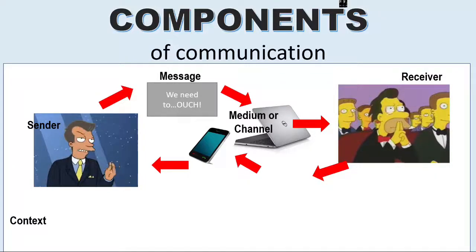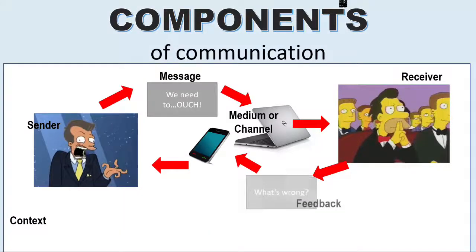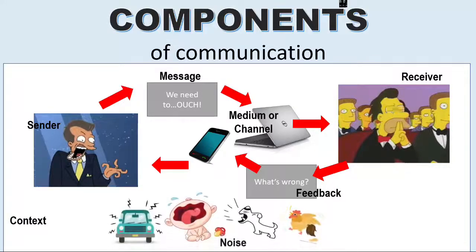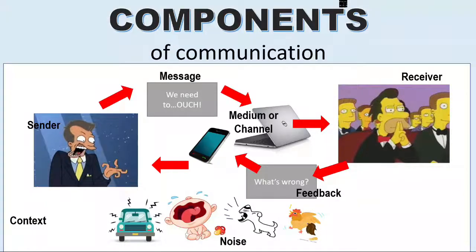And of course, we also have the receiver. The receiver is the recipient or decoder of the information given by the sender. The feedback is the response or the reply to the message, no? And then of course we have the presence of noise. The noise is a barrier that can affect the transmittal of the message.